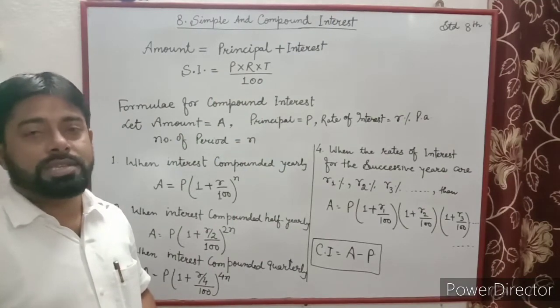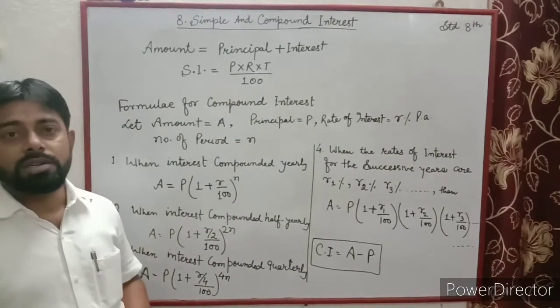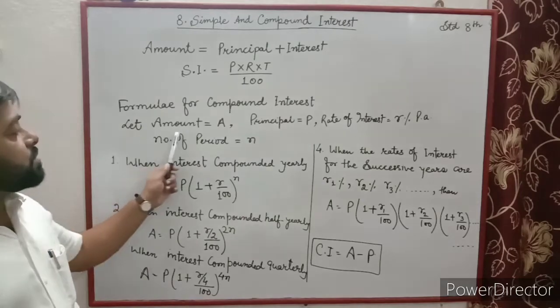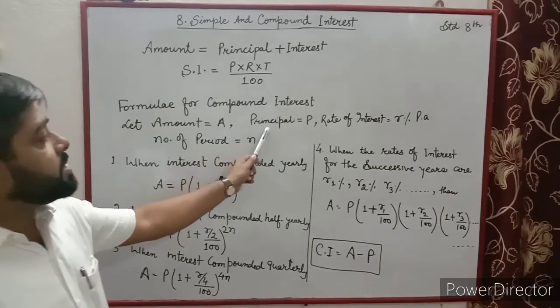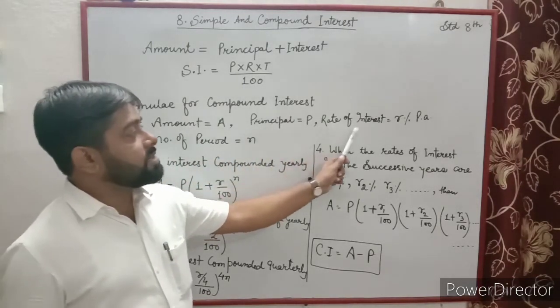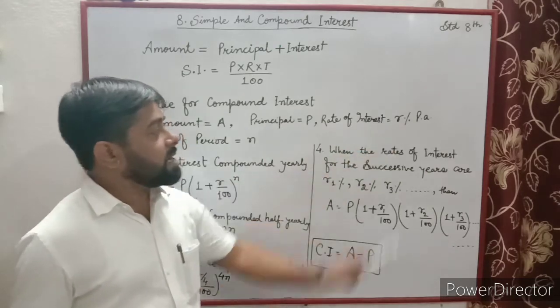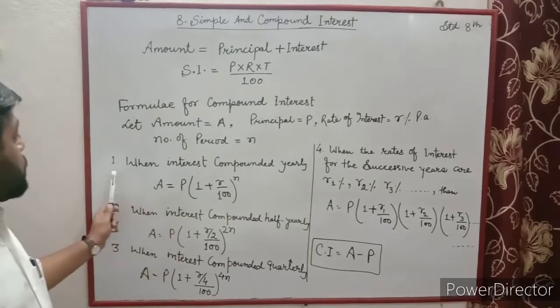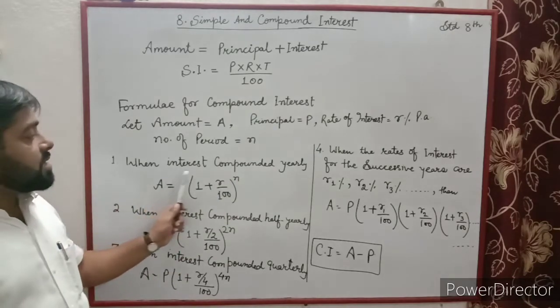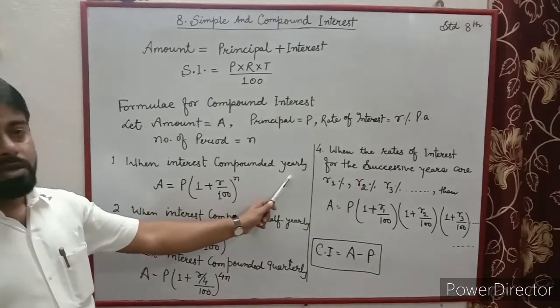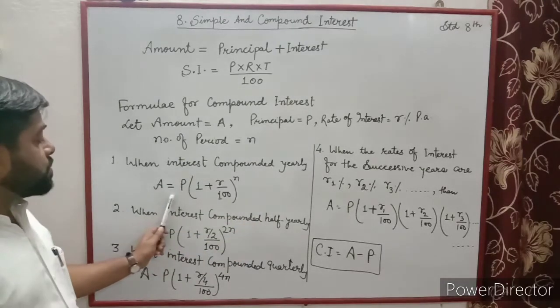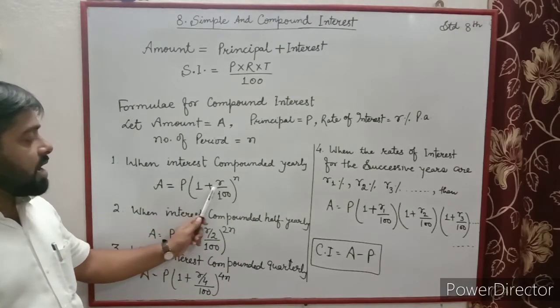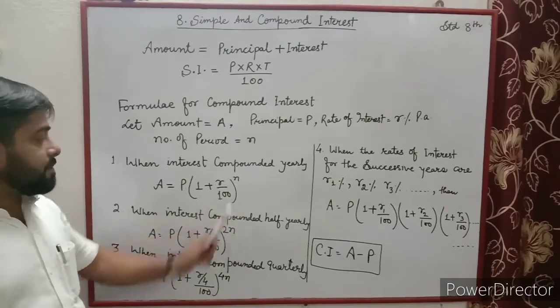Today we are going to discuss formulae for compound interest. First, let the amount be A, principal be P, rate of interest be R% per annum and number of periods be N. The first is when interest is compounded yearly or annually, so amount is equal to principal into (1 plus R by 100) to the power N.